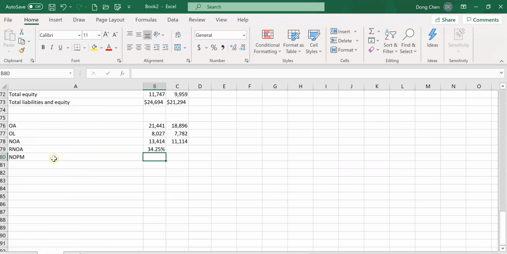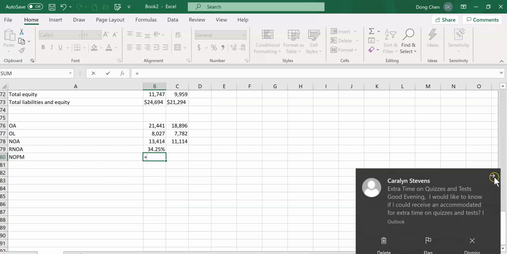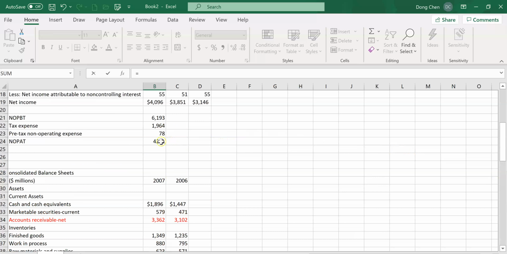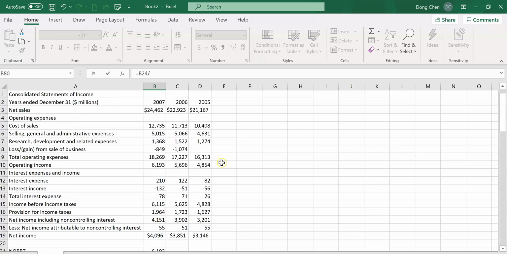And NOPM, this is the net operating profit margin. So this is basically defined to be NOPAT, right? And then divided by sales. So here, divided by net sales, it's right here.